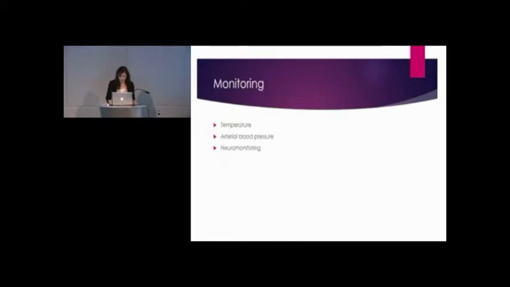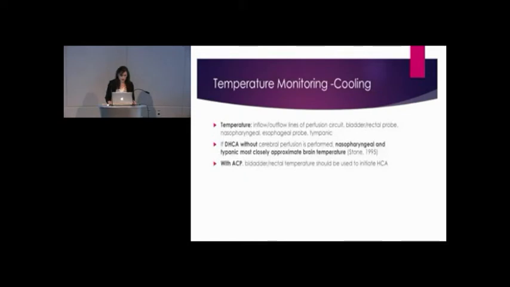So what monitors are indicated in aortic arch surgery? We want to take close control of our temperature monitors. We certainly are looking at arterial blood pressure monitoring and blood gas monitoring, and then neuromonitoring. So temperature monitoring. This is usually done through the inflow and outflow lines of the perfusion circuit. It is also measured either by a bladder or rectal probe, nasopharyngeal, esophageal, or a tympanic probe.